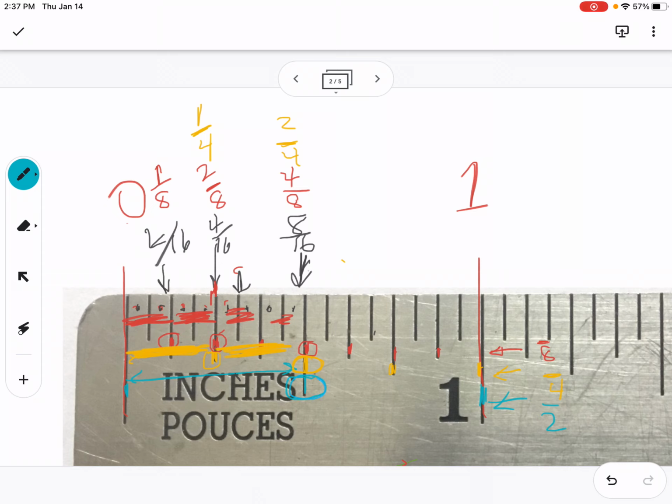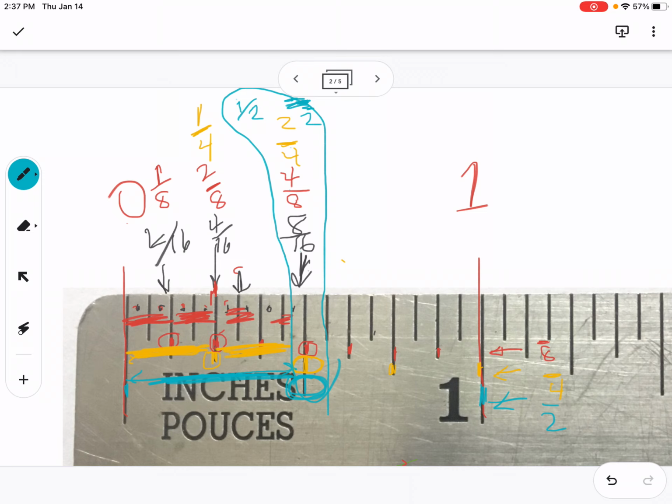But we're not done yet. There's also a blue line here. That means it must have a blue name. And the blue breaks the inch into halves. So this must also have a name that's a certain number of halves. How many halves to get me there? Well, that's 1. Halves are really big, so I only need 1 to get me there. 1/2. So this line right here has got 1, 2, 3, 4. 4 different names.